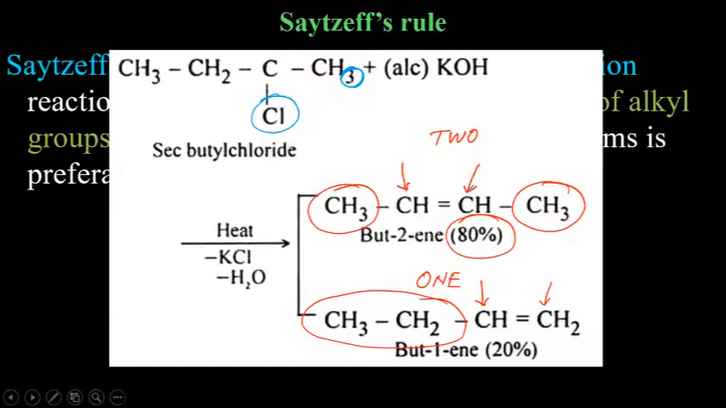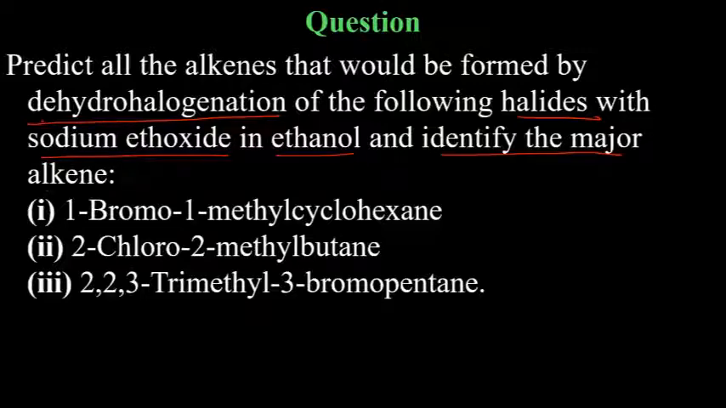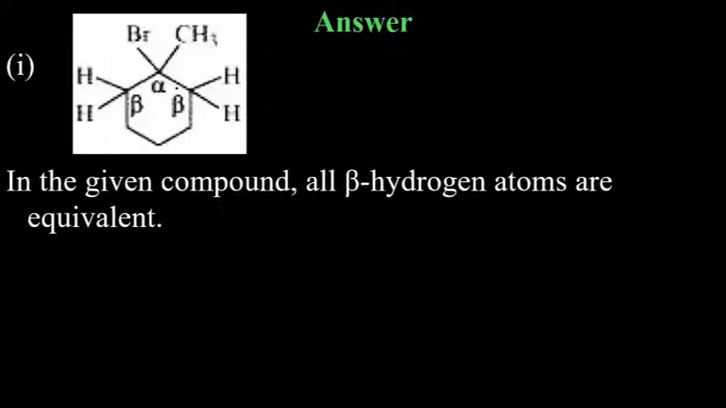Fine? Good. Now the question. Predict all the alkenes that would be found by dehydrohalogenation of the following halides with sodium ethoxide in ethanol and identify the major alkene. The question is, what alkenes will be produced? So first it is 1-bromo-1-methylcyclohexane. These hydrogens I have shown, these two hydrogens will be everywhere. Here also CH2, here also CH2, here also CH2. But these two carbons are beta carbons.